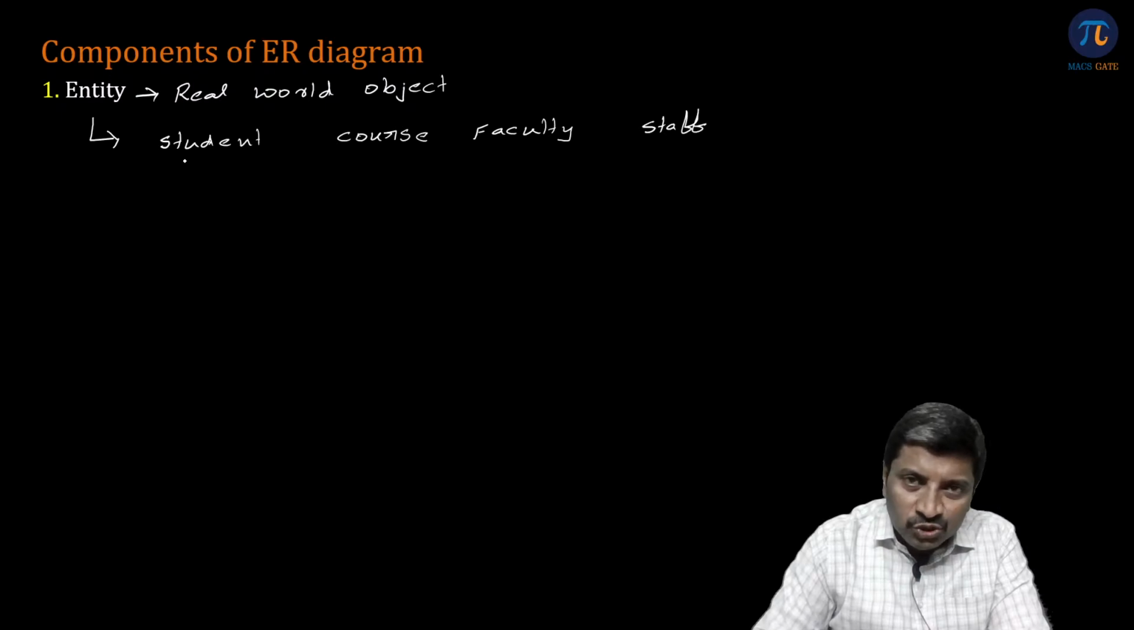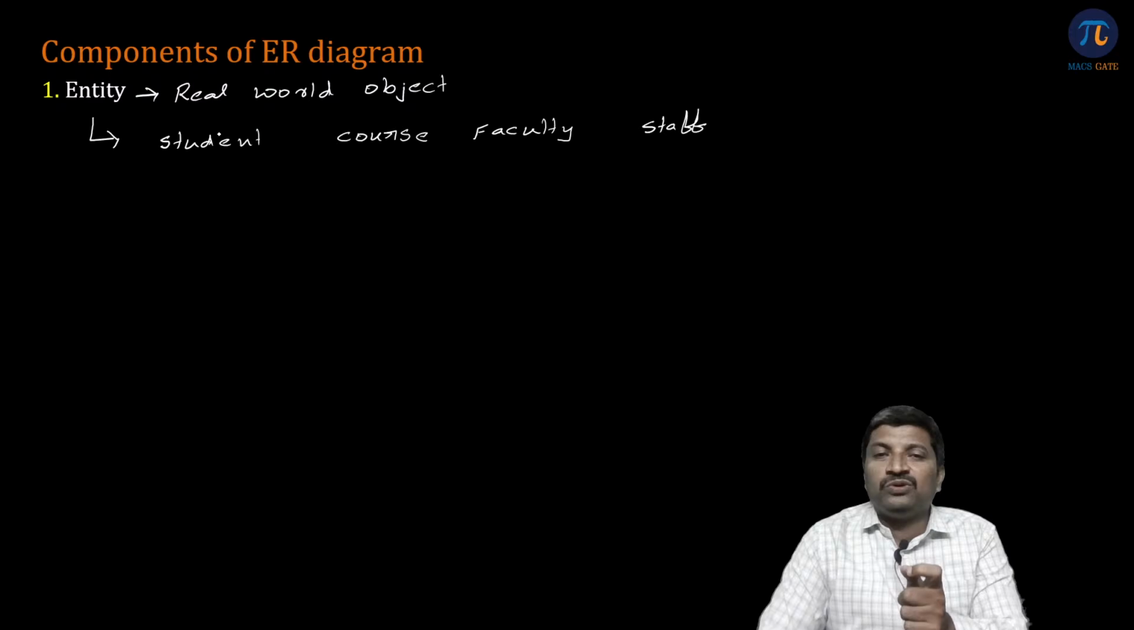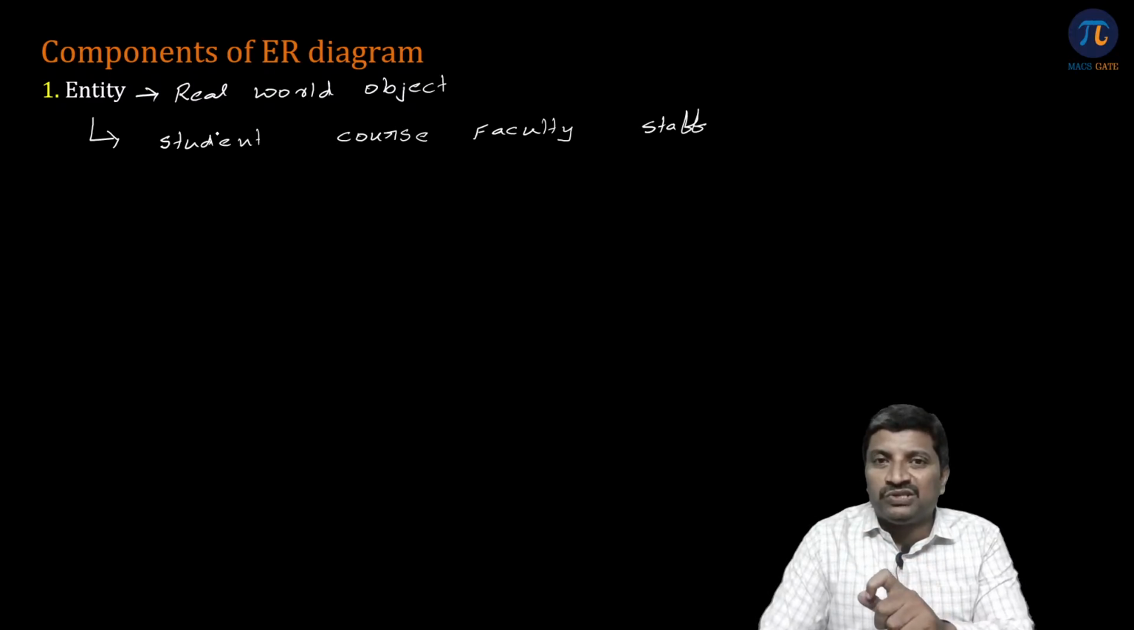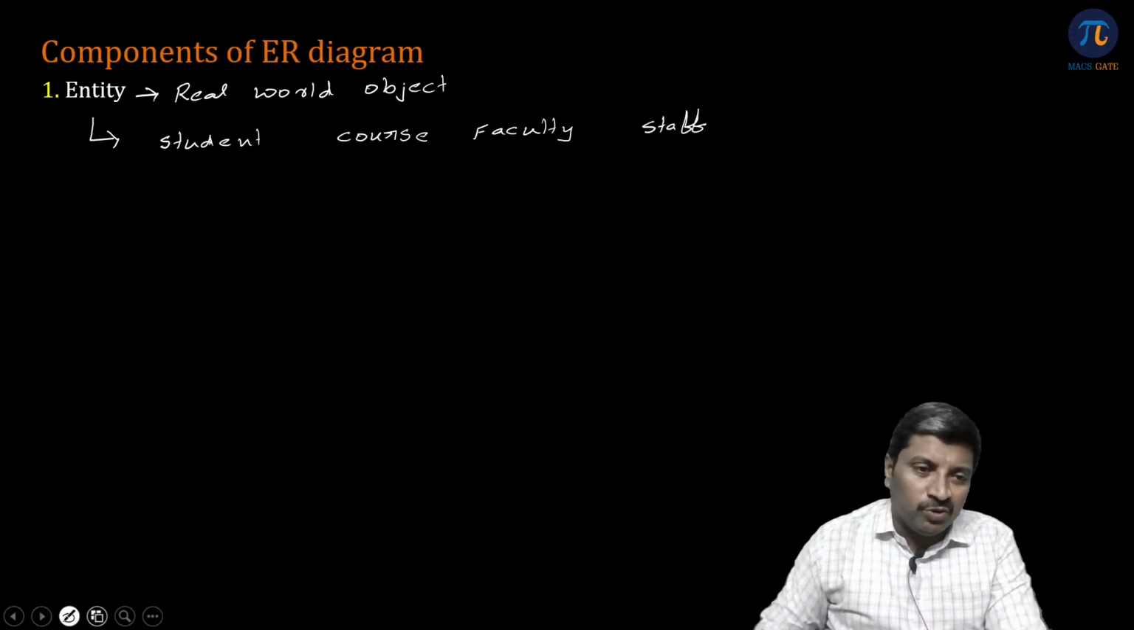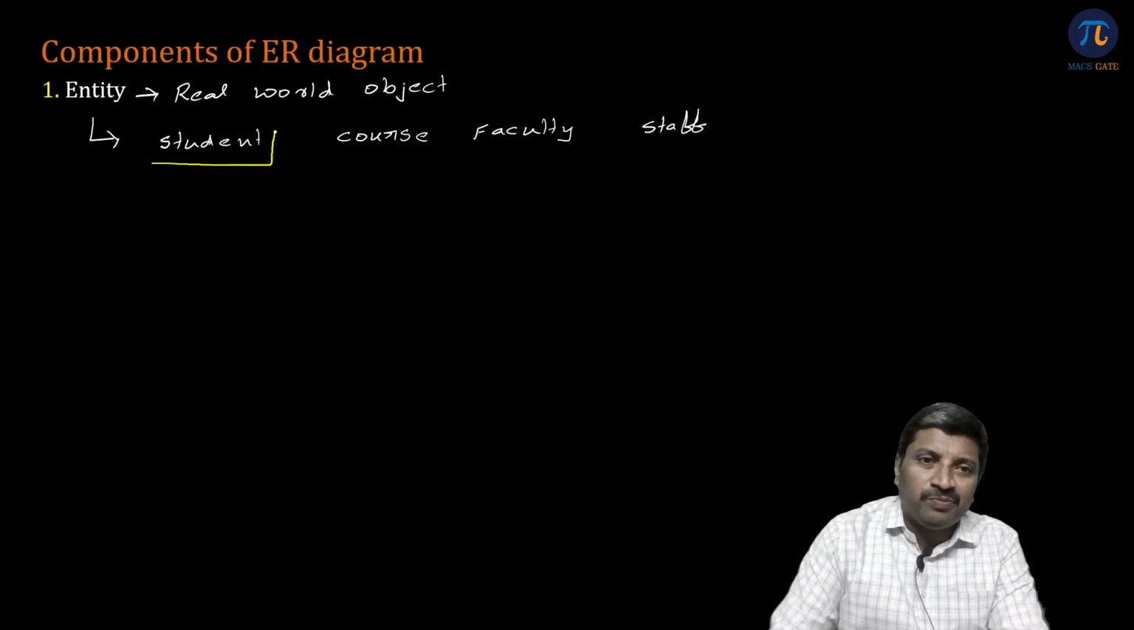Whenever I say student, it is not only one. My intention is that I am going to consider all the possible students of the university. So that is about entity. In ER diagram notation, an entity is represented by a rectangle. So student is an entity.